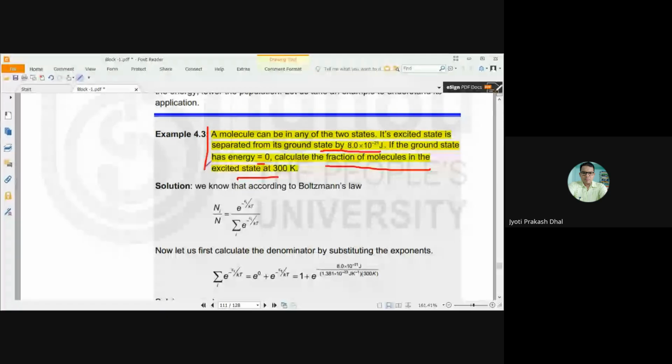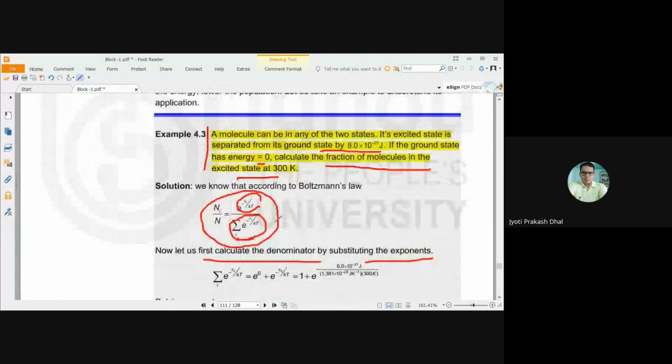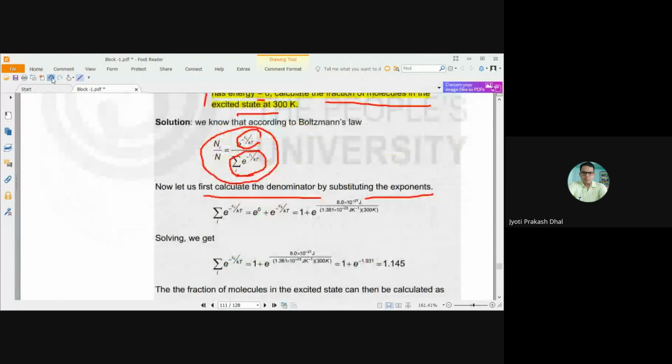In order to solve this question, we have to apply the Boltzmann distribution law. According to Boltzmann's law, Ni divided by N equals e to the power minus epsilon i by kT, whole divided by the summation of e to the power minus epsilon i by kT. Let us first calculate the denominator by substituting the values. First we will solve this value, and after that we will put it in and find the fraction of molecules present in the excited state at 300 Kelvin. So first we will solve the value of the denominator.